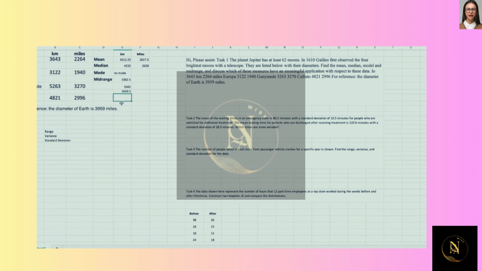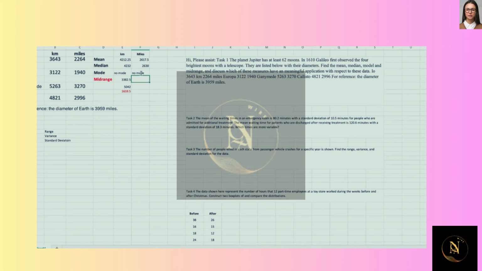I'm just using Excel as my calculator. You could use a regular calculator to subtract the two. So the mid-range is going to be this one for that data. There is no mode for the miles.